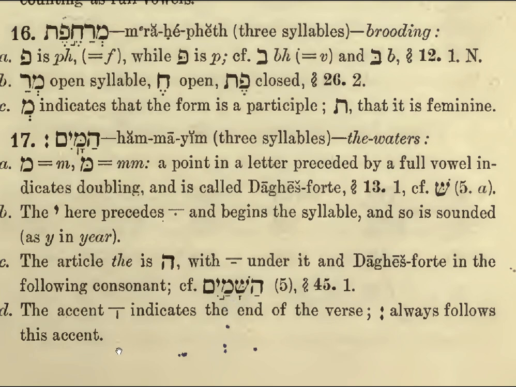This little accent here indicates the end of the verse. And after this, we always end up with these two lozenges, which indicate the end of a verse in a printed text.